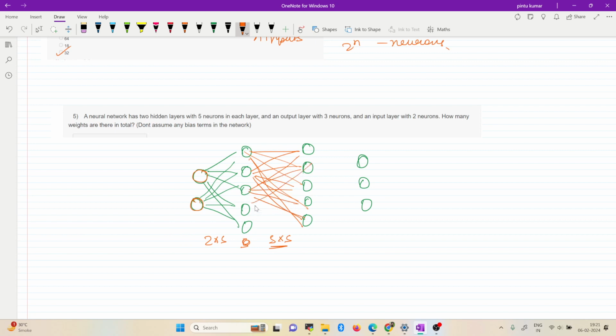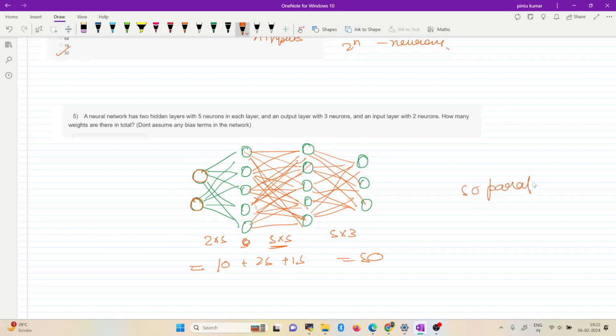Okay, let me draw. It would look something like this. And again, from here we have 5 cross 3. We can draw similarly, right? So the total number of connections is 10 plus 25 plus 15, that is 50. So you need to learn 50 parameters.